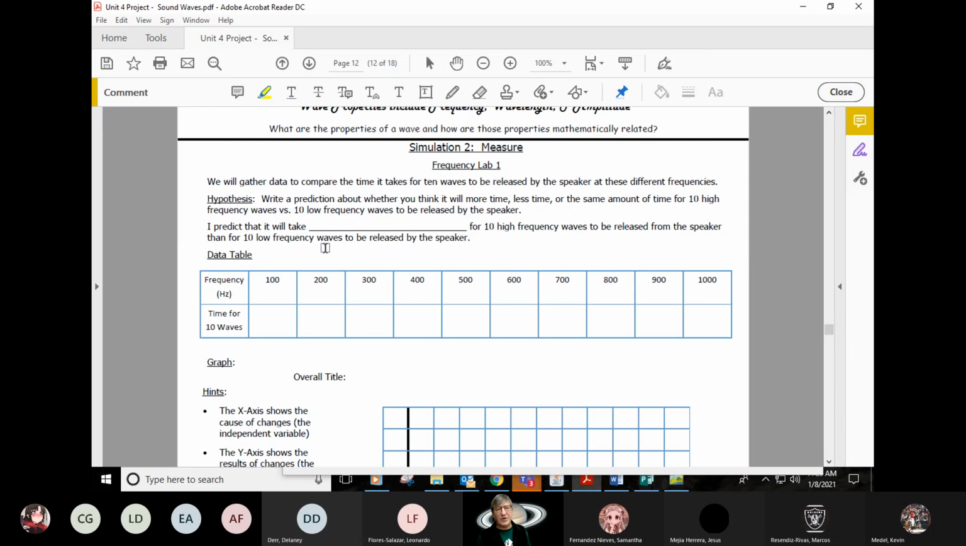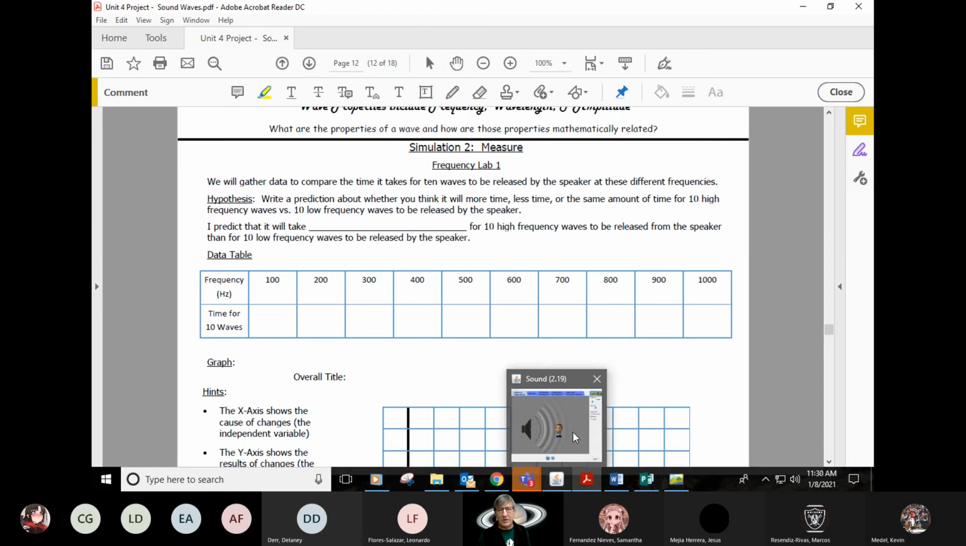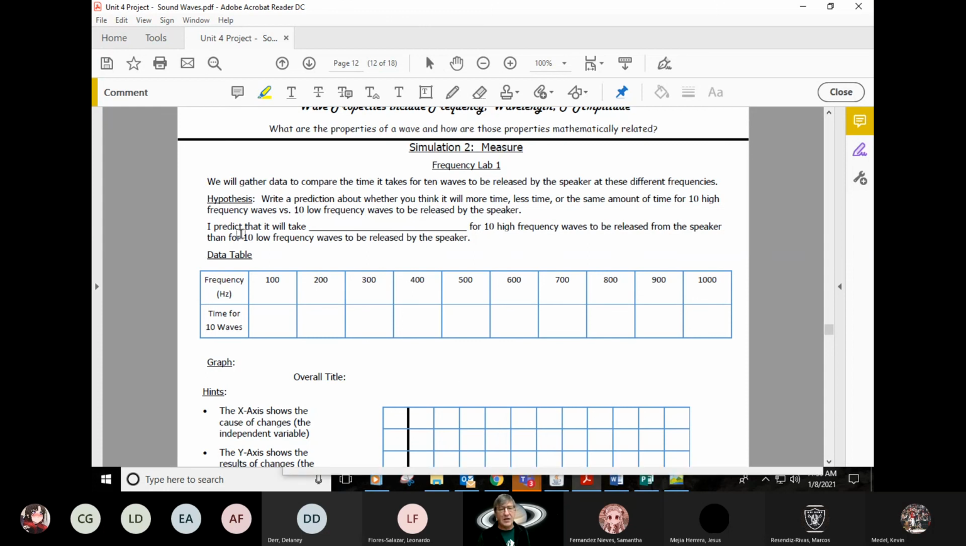And of course, any good experiment starts with a hypothesis. So I would like you to write a prediction about whether you think it will take more time, less time, or the same amount of time for 10 high frequency waves versus 10 low frequency waves to be released by the speaker. Write a hypothesis, fill in this blank. I predict that it will take more time, less time, or the same amount of time for 10 high frequency waves to be released from the speaker than it will for 10 low frequency waves to be released.